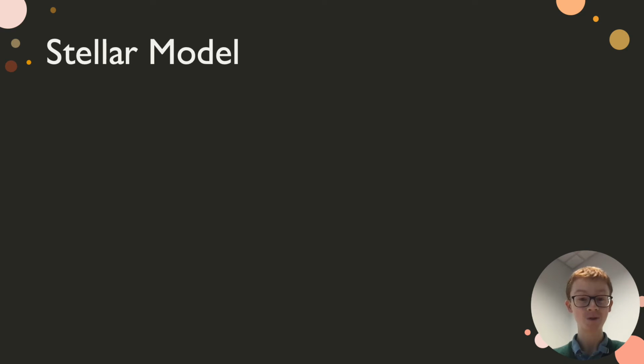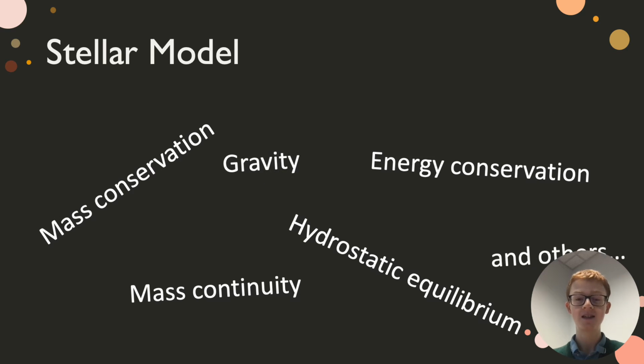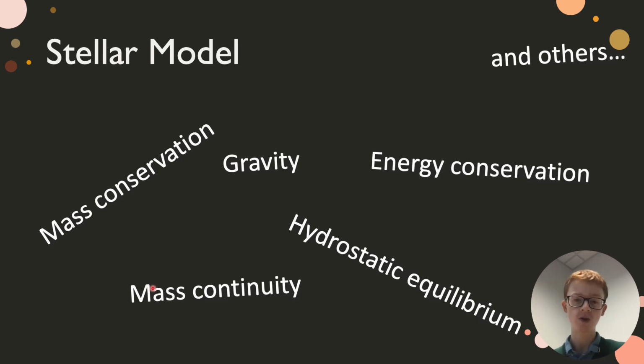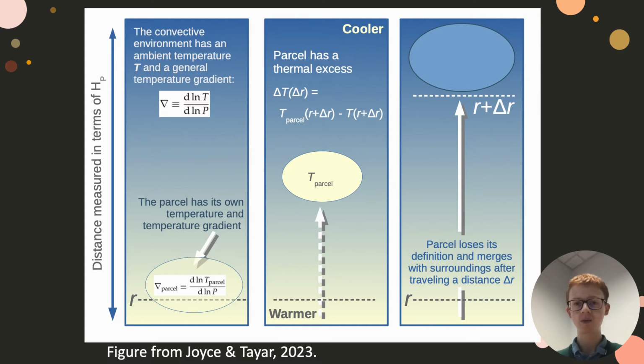Here we go. What is a stellar model? Well, a stellar model takes into account all of these different ideas about stellar evolution. It takes in all these equations. There are equations behind all these words. So we've got mass continuity, mass conservation, gravity, hydrostatic equilibrium, I should say, and energy conservation, as well as many others. And it takes all these ideas together. In my case, I was focusing on what we got out when we looked at convection. So this is what's traditionally modelled using mixing length theory, or MLT.